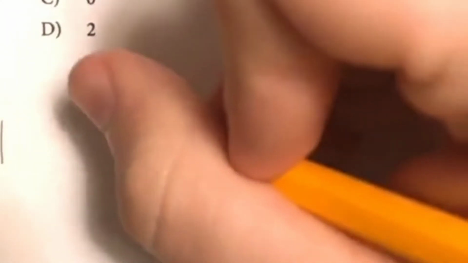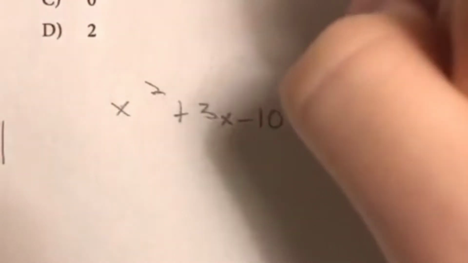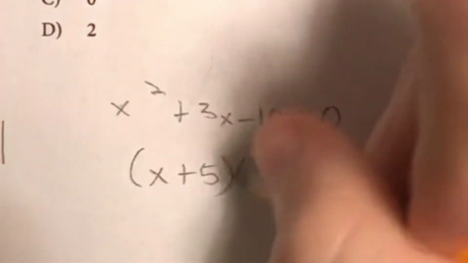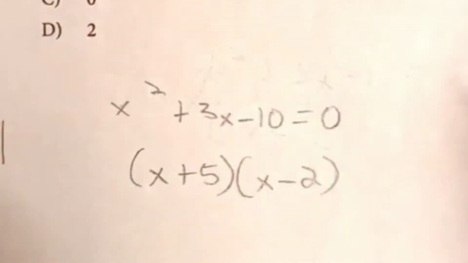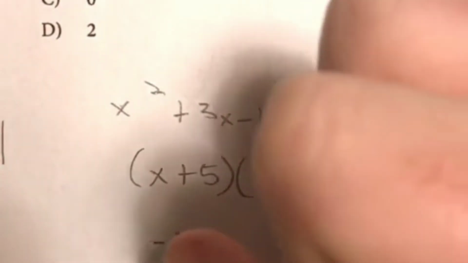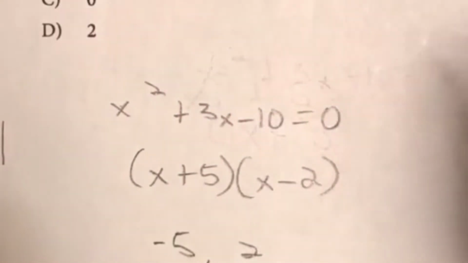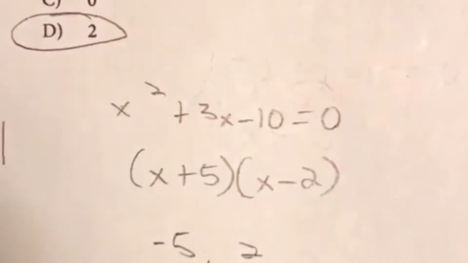Number 1. Which of the following is a value of x for which the expression negative 3 over x squared plus 3x minus 10 is undefined? Okay, so when an expression is undefined, that means that the denominator has to be equal to 0. So let's set the denominator equal to 0, and now we have to factor it. So that's going to factor out to x plus 5 and x minus 2. And that gives us x values of negative 5 and 2, because those are what make these two expressions equal to 0. So 2 is the only answer choice that matches, so that means the correct answer is D.